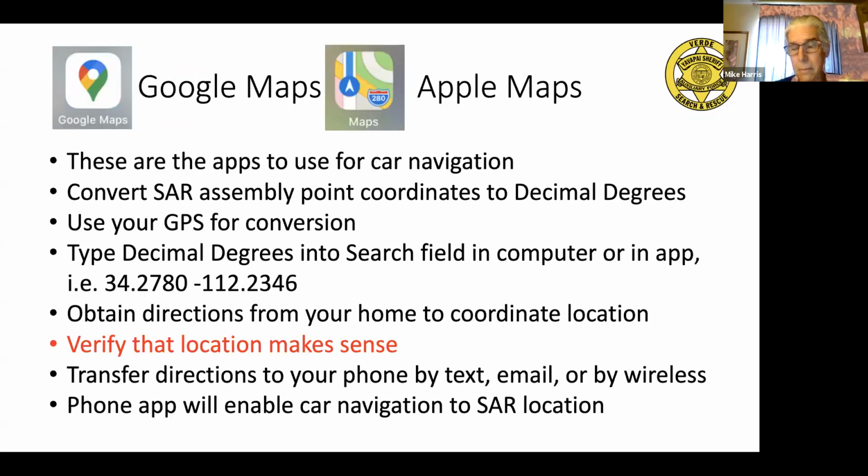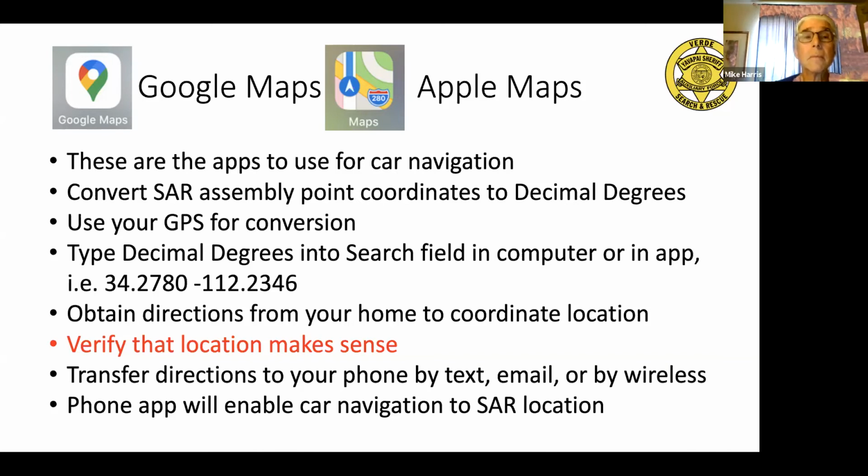Google Maps and Apple Maps. These are the apps to use for car navigation. To use them, you convert your SAR assembly point coordinates or the UTMs where you need to go to decimal degrees. You use your GPS for conversion because you're going to want your assembly point or your subject coordinates in your GPS anyway. So I recommend you use your GPS for conversion from UTM to decimal degrees.